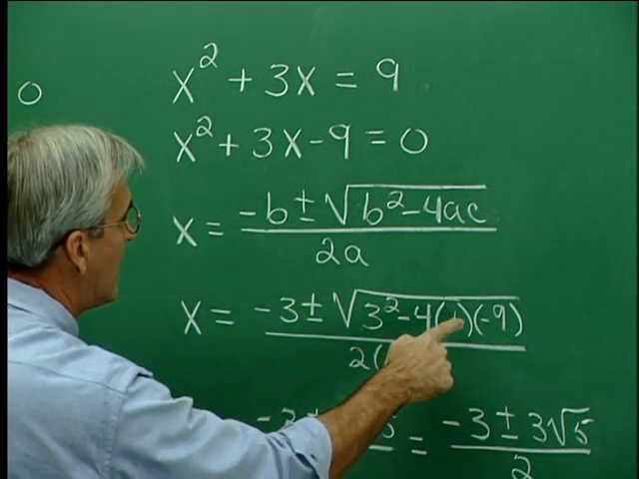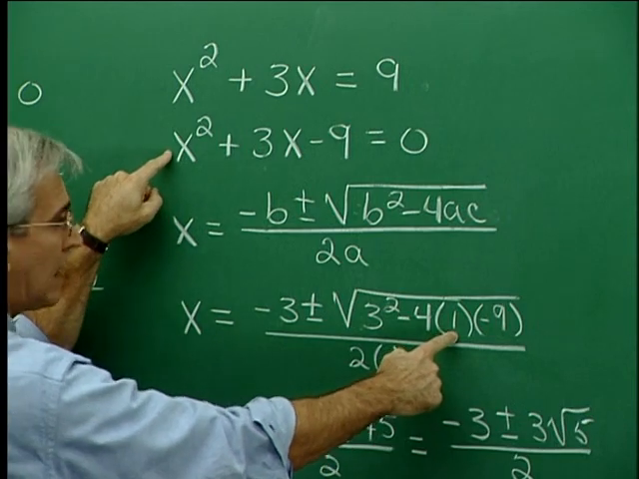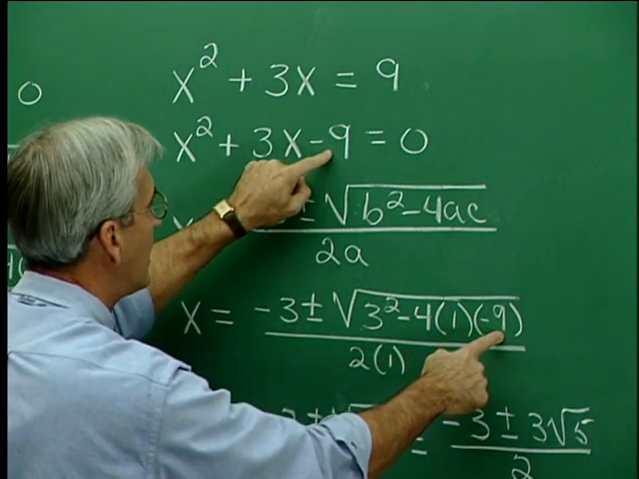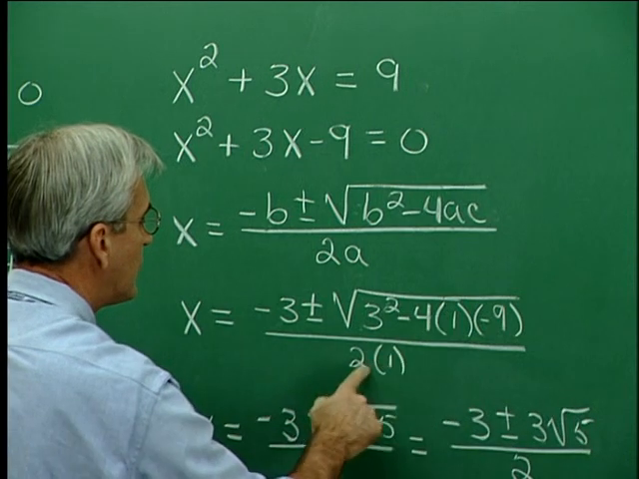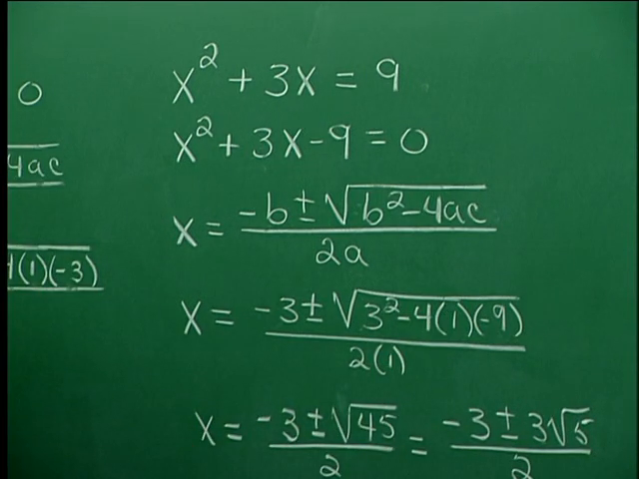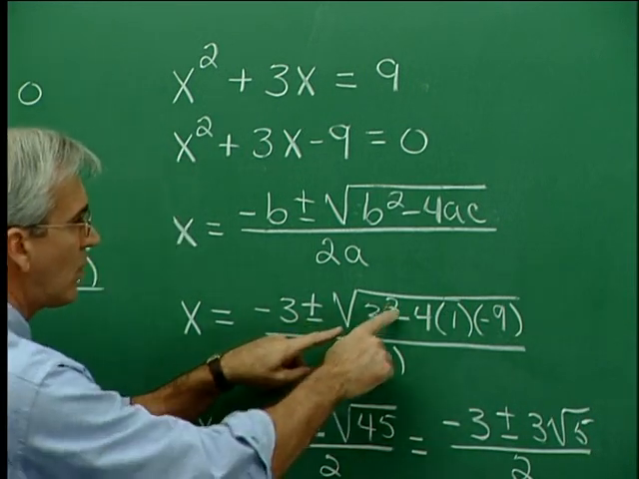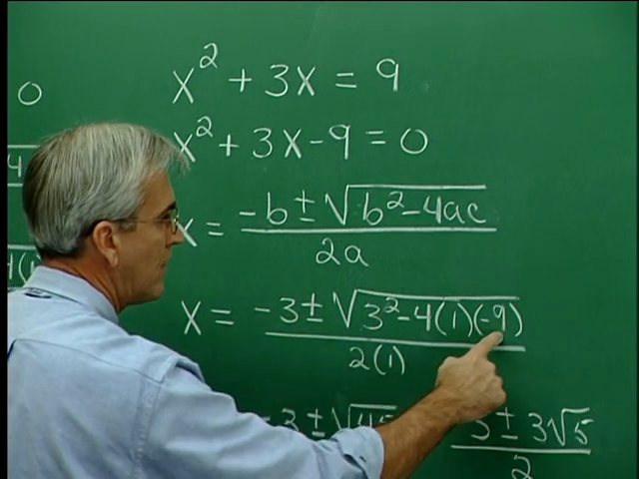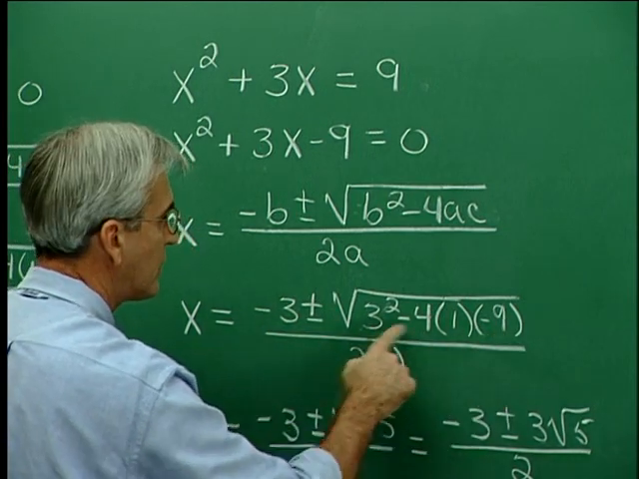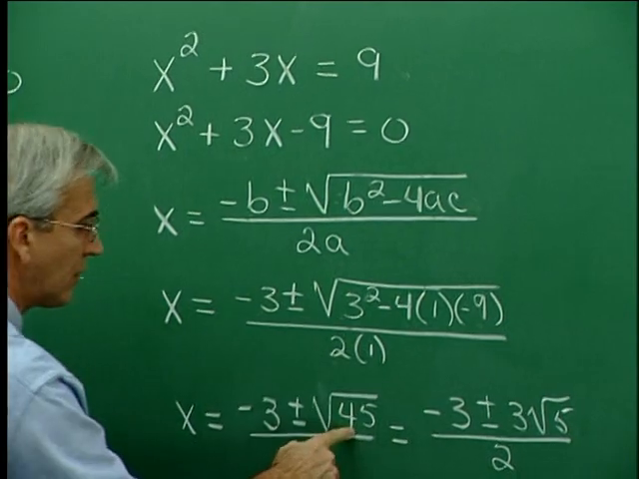And then minus 4 times 1 for the leading coefficient, and times negative 9 for the constant. And then 2 times 1 in the denominator. Now notice what happens under the radical. We have 3 squared, 9, and then minus 4 times minus 9 is 36. 36 and 9, 45 under the radical.